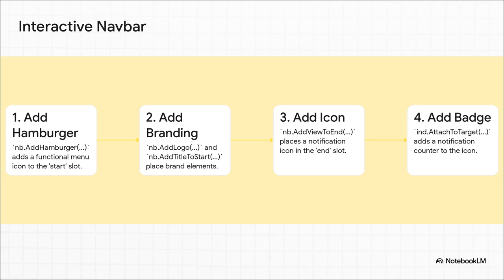Step 3, we're going to jump over to the end slot and add a notification icon. And for the final touch, step 4, we use another Daisy component, the indicator, to attach a notification badge right on top of that icon. And just look at that. Four clear, simple steps, and we have a fully featured, beautiful navbar.